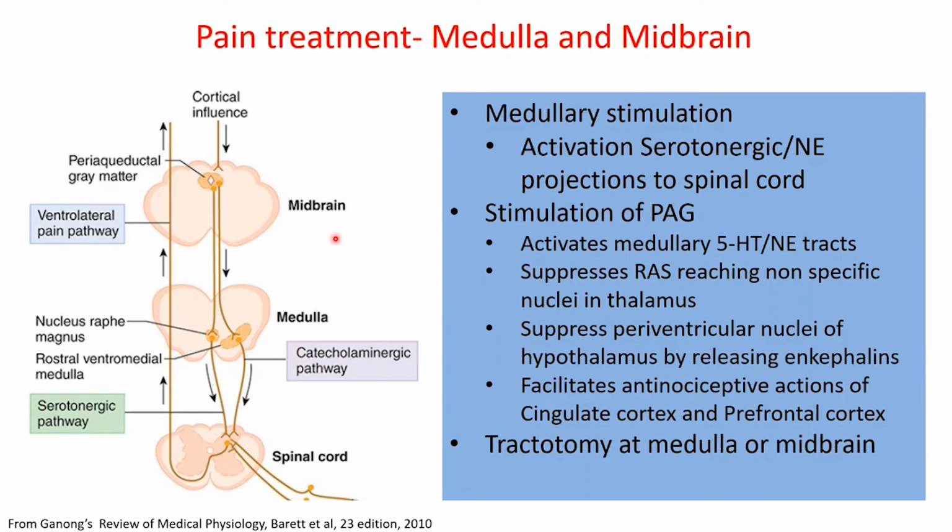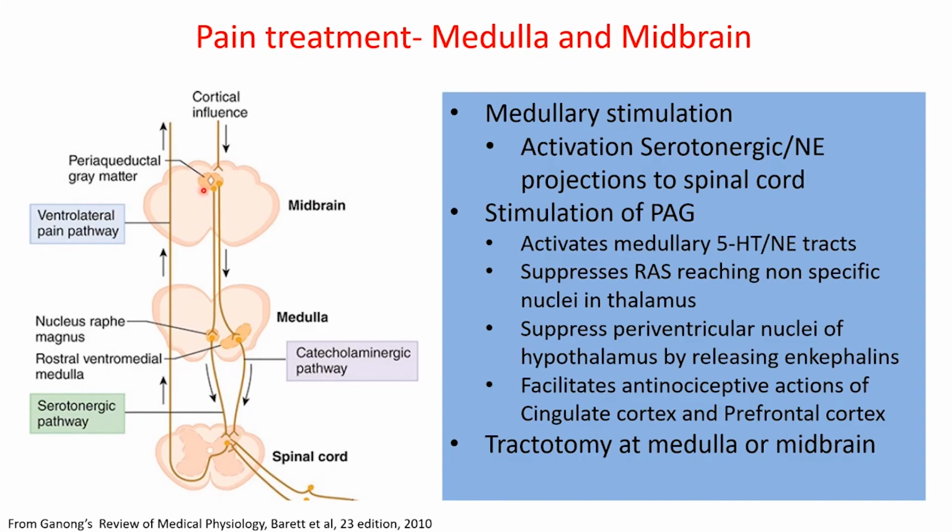At the same time, the periaqueductal gray matter releases enkephalins. Because of the large amount of enkephalins, that will suppress the reticular activating system that carries the pain inputs into the thalamus, the non-specific nuclei of the thalamus. That would reduce the pain. That is ascending transmission further.